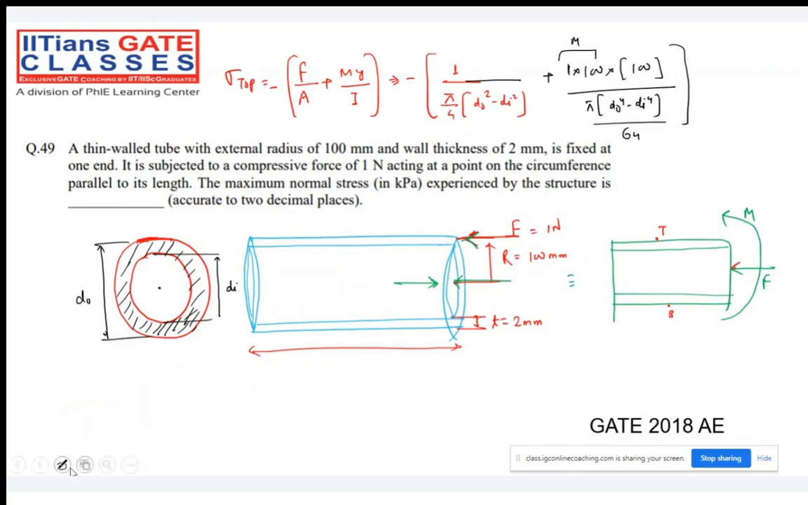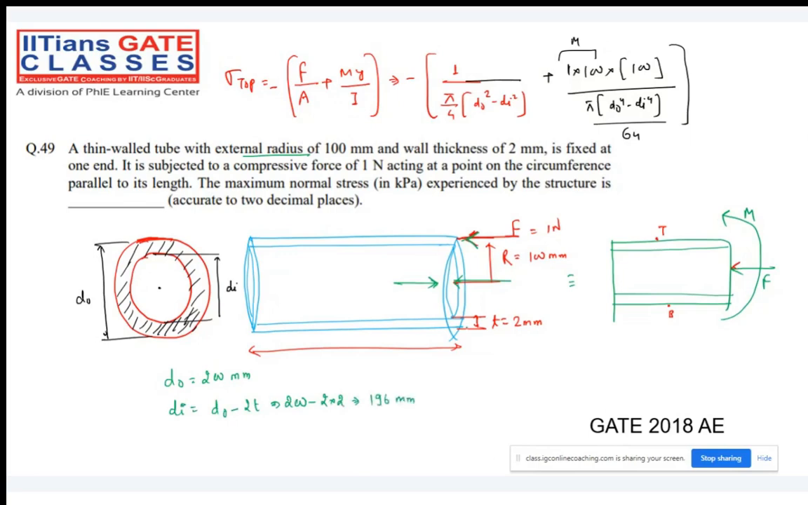So my dear friend, what we can see, D naught is 200 mm, that is given in the question. The external radius they have given as 100, so if I multiply by two, that is going to be D naught. And D I will be what, my dear friend? D I will be D naught minus 2T. 200 minus 2 into 2, that is going to be 196 mm.